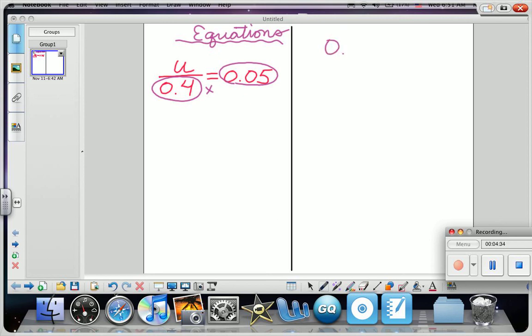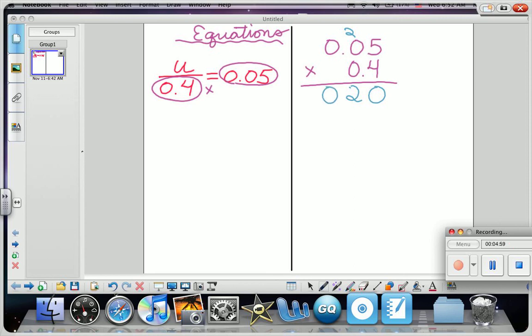0.05, or 5/100, times 0.4, and solve by multiplying decimals. Okay, I multiply decimals. 5 times 4 is 20. 4 times 0 is 0 plus 2. 0 times 4 is 0.